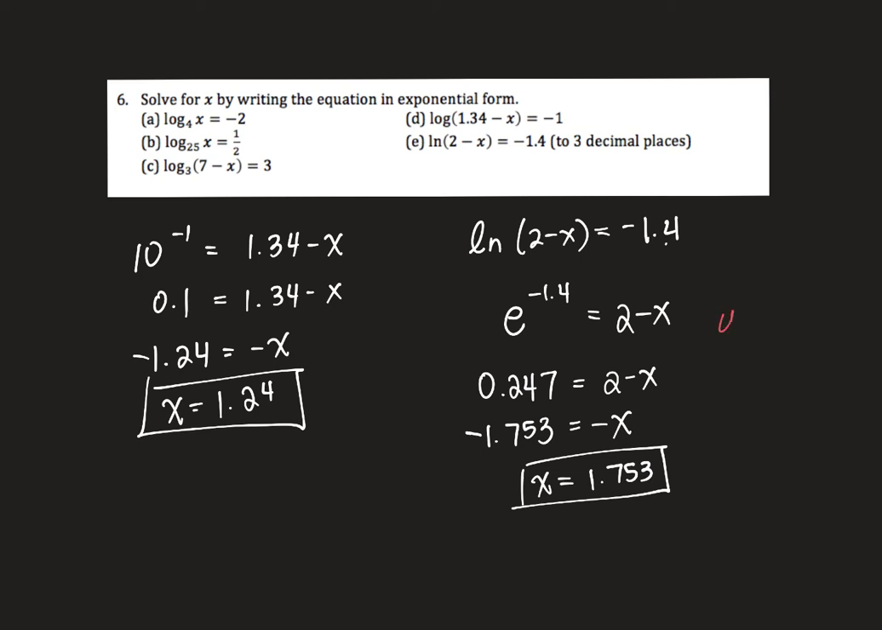So I'll check ln of 2 minus 1.753. Take the ln of this, negative 1.398. Close enough for me. So we're good.